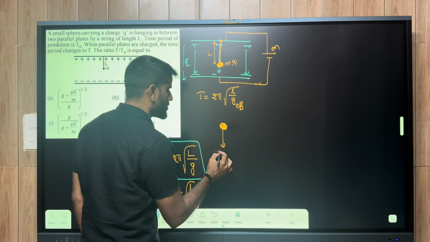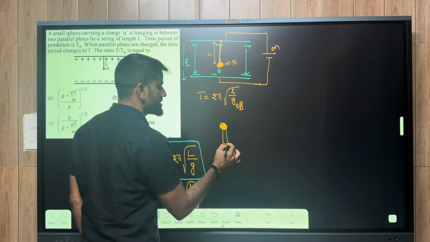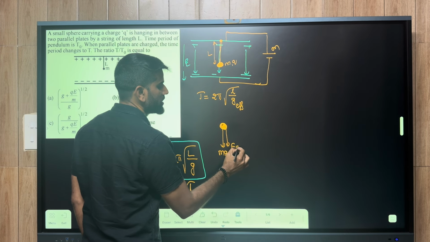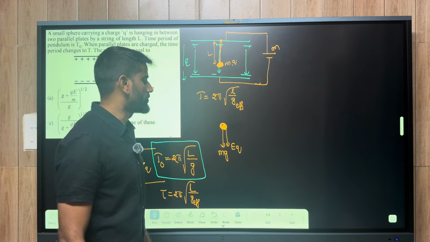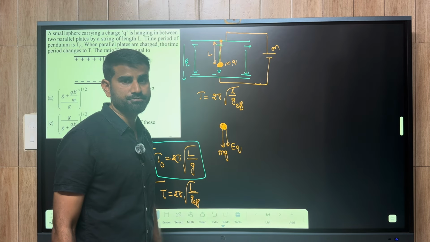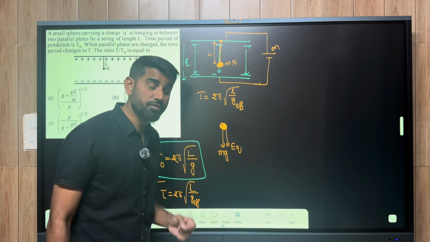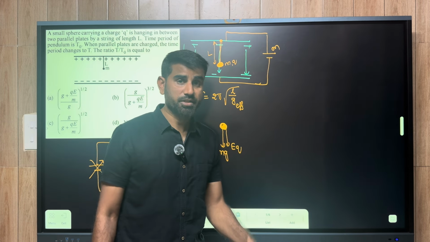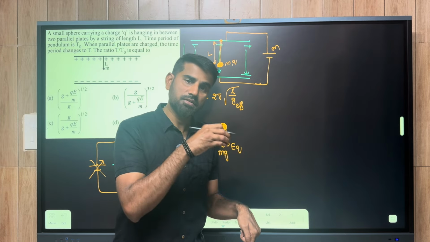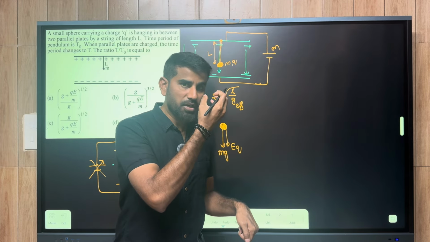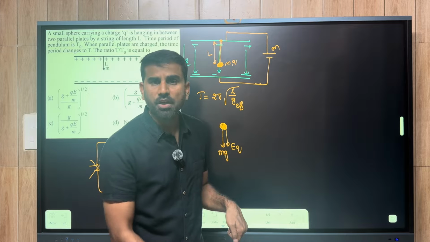mg, the weight of the object, is acting downwards, and another force which is Eq. What is Eq? Electric force on this charge. That is also acting in the downward direction, because the electric field is in the downward direction. When I place a positive charge in the electric field, it experiences a force in the direction of the electric field.